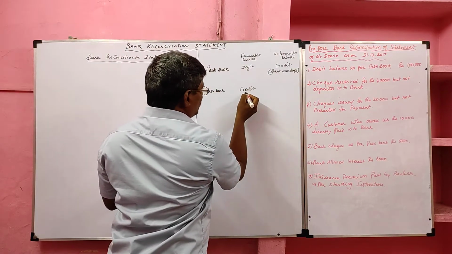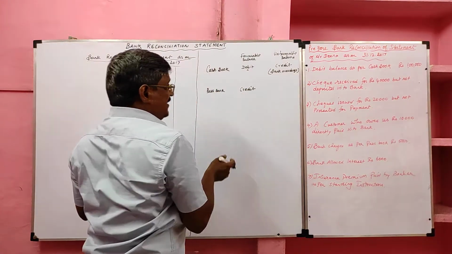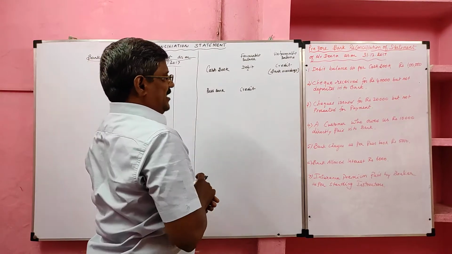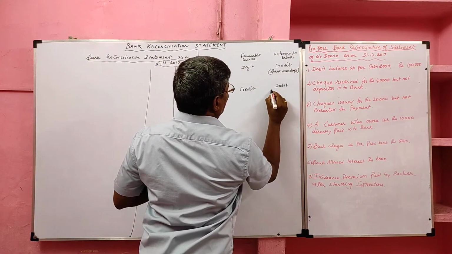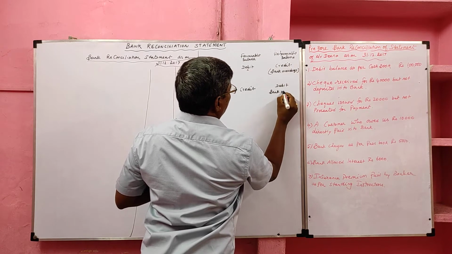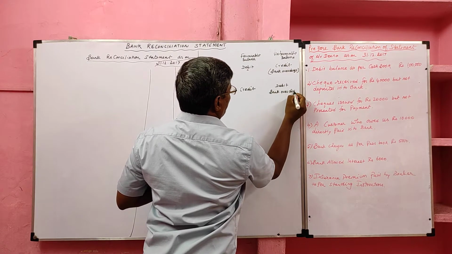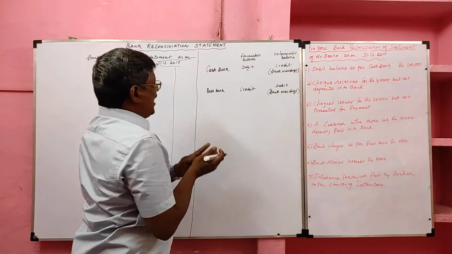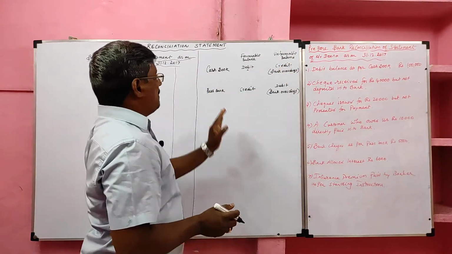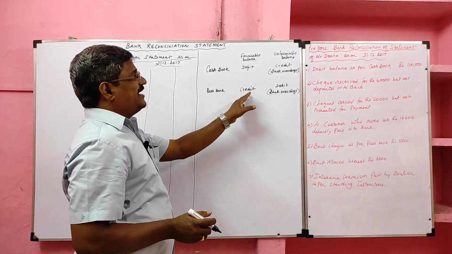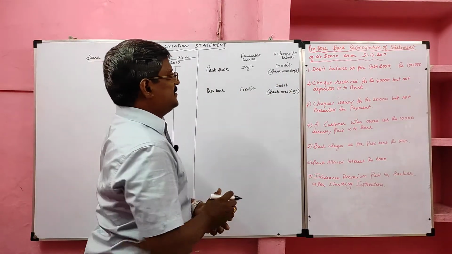If the passbook shows a credit balance, it means we have funds with the bank. If it shows a debit balance, it means bank overdraft. So cash book favorable balance is debit, unfavorable balance is credit. Passbook favorable balance is credit, unfavorable balance is debit.